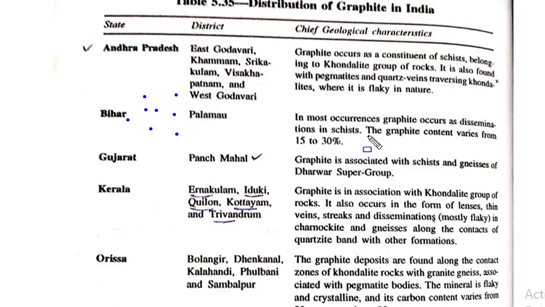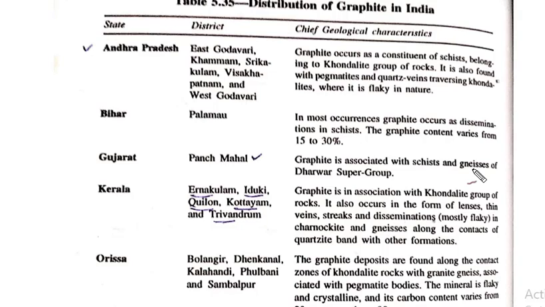In Gujarat, Panch Mahal district, these graphites are associated with schist and gneiss. I have already said that these are mostly confined to metamorphic rocks. So these schists and gneisses are also metamorphic rocks, and graphite occurs there also.